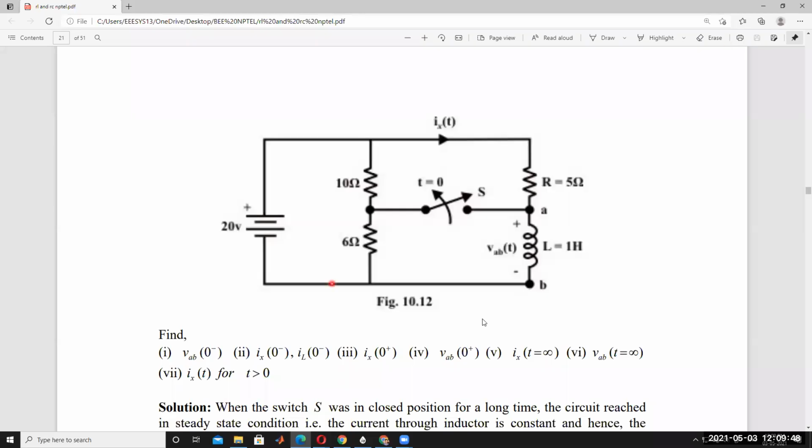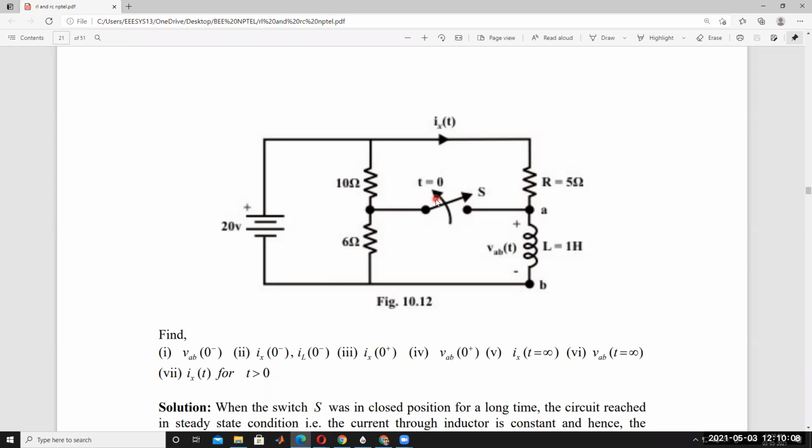So in this problem, calculate the current flowing through the 5 ohm resistor under steady state condition. At t equals 0, the switch is open, which means at t equals 0 plus also the switch is open, and at t equals infinity also the switch is in the open condition only.